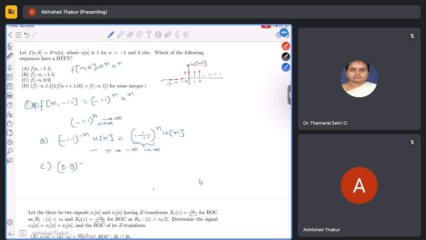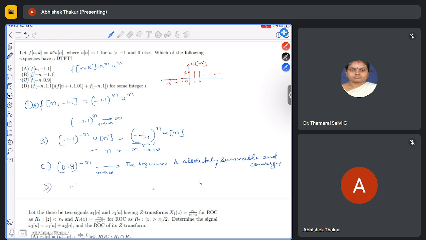0.9 to the power of minus n. So here, when n tends to infinity or minus infinity also, this will converge. The sequence is absolutely summable. So option C converges. Correct.